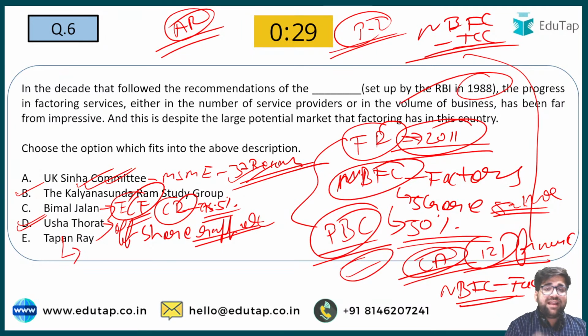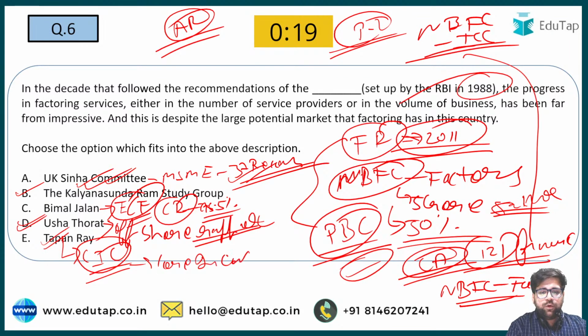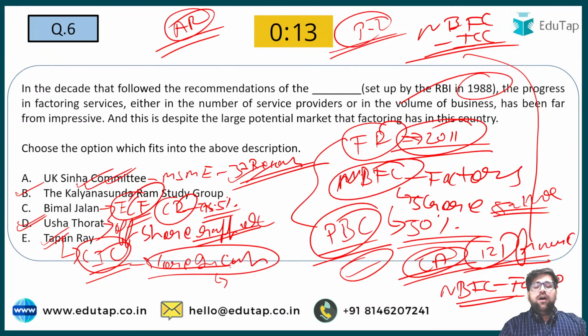Tapan Ray committee, again special mention has been made in the RBI annual report. Tapan Ray committee was for CICs, that is core investment companies. Core investment company के regulations को लेके we have Tapan Ray committee. And mind you, in one line, core investment companies are generally those companies which invest only in the group companies.